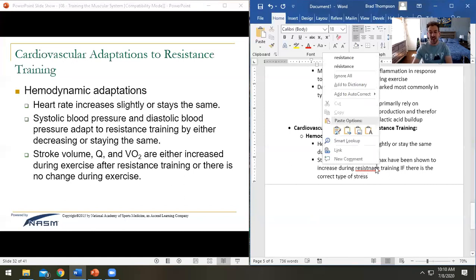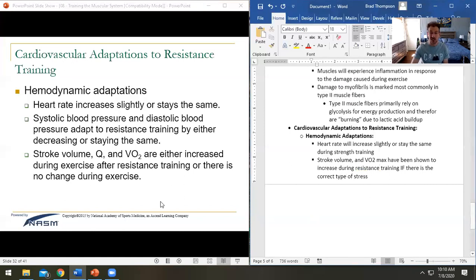Now, I'm not saying lifting weights makes your cardiovascular system better, but doing circuit style training, which is a way of lifting weights that feels very much like cardio, is a great way to tackle both things at once.